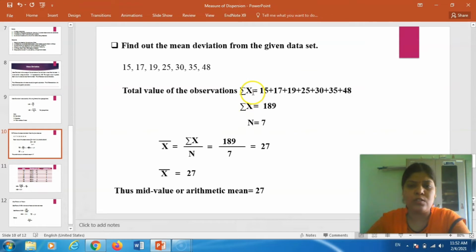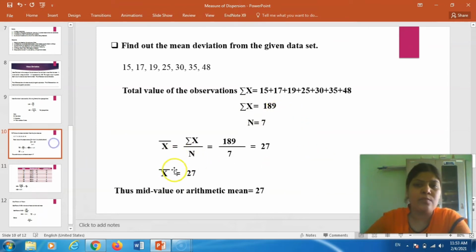Then let us see, summation of x is equal to 15 plus 17 plus 19 plus 25 plus 30 plus 35 plus 48. So we will get altogether 189. And how many items are there? 1, 2, 3, 4, 5, 6, 7. So N is equal to 7, the total number of items. Summation of x is equal to 189.